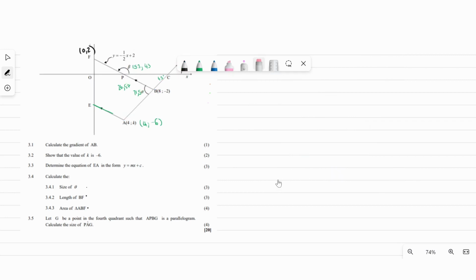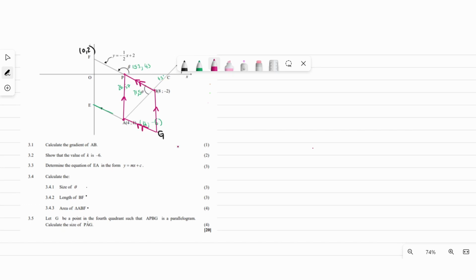So now moving to the last part of question 3, it says, let G be a point in the fourth quadrant. So we know that point G needs to be in the fourth quadrant such that A, P, B, G is a parallelogram. So let's draw a parallelogram. This is how the parallelogram is going to look. Let's put in the properties. We know that these two sides are going to be parallel, and also these two are going to be parallel to each other.